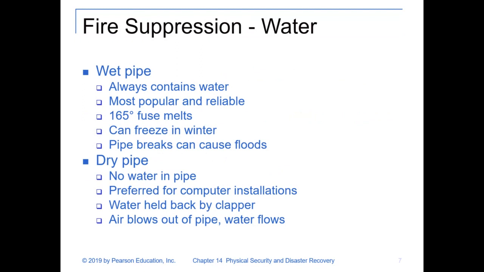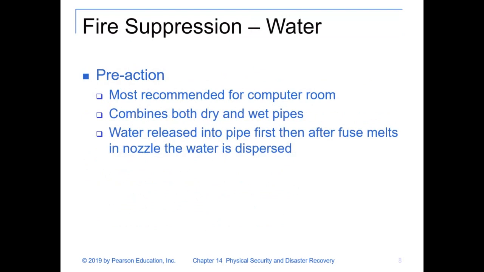A dry pipe is no water in the pipe. This is something that's going to be preferred for computer installations. So with this, the water is held back by a clapper. So the air blows out of the pipe and the water then flows. The pre-action is the most recommended for computer rooms, and this combines both the dry and wet pipes. So the water is going to be released in the pipe first, then after the fuse melts in the nozzle, the water is dispersed.